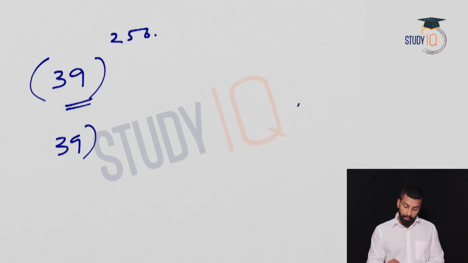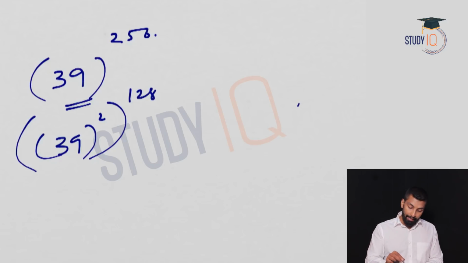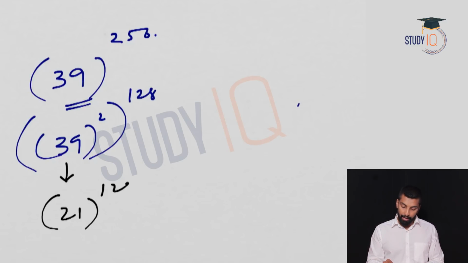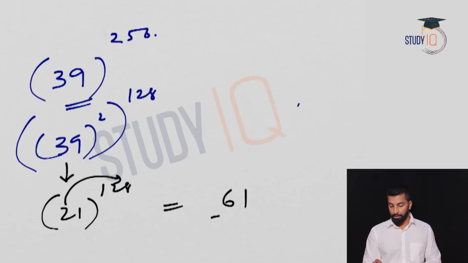So you write it as 39 square raised to 128. Now this is easy, right? 39 square, we just need the last two digits. We don't want 39 square completely. 39 square's last two digits will be equal to 11 square. That means 21 raised to 128. You can get the answer. Last digit will be 1, previous will be 2 into 8, 6. Okay. So what else will be the question?